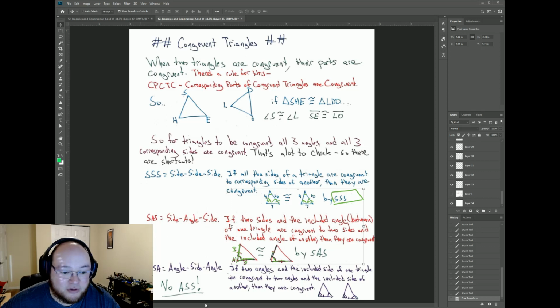Angle side side will never work. So if you label things and it says angle side side, then you can't say they're congruent, and you say what's called CBP, can't be proven. Okay, so this is the first part, and then there's another part that I will put in the next set of notes because there's more than just SSS, SAS, and ASA.